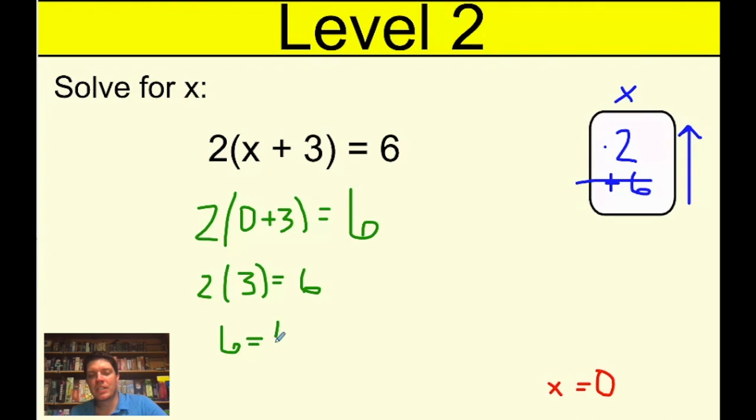6 equals 6. We found the magical number that makes this equation true. And so our answer was x equals 0. It is true. I believe in math. It's beautiful. All right, those were our two pretty simple examples. And then things are going to get a little bit tougher here.